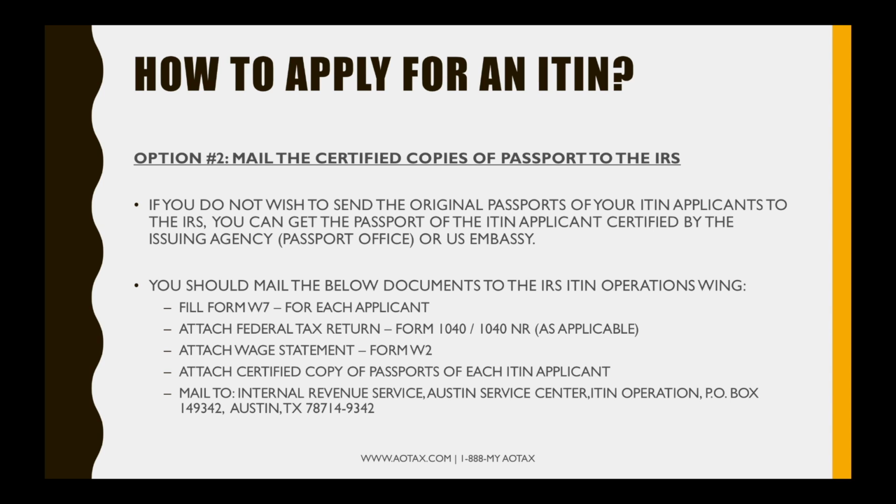Now, in such a case, you should mail Form W7 duly filled in by each applicant, attach the federal tax return, Form 1040 or 1040NR, whatever is applicable to you, attach your wage income statement, that is your Form W2, and attach the certified copies of passport of each ITIN applicant. These passports must be duly certified by the issuing agency, and then mail this to the IRS office in Austin, Texas. And once you mail them, you will get your ITIN in 6 to 8 weeks of time.